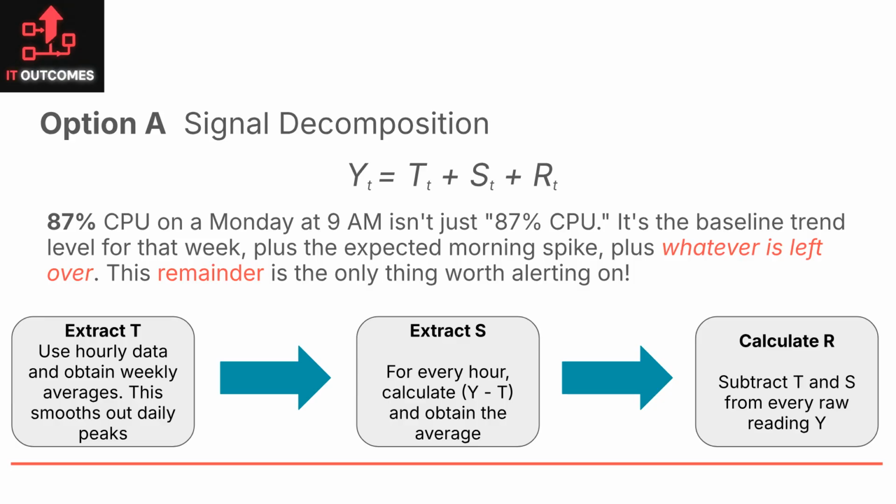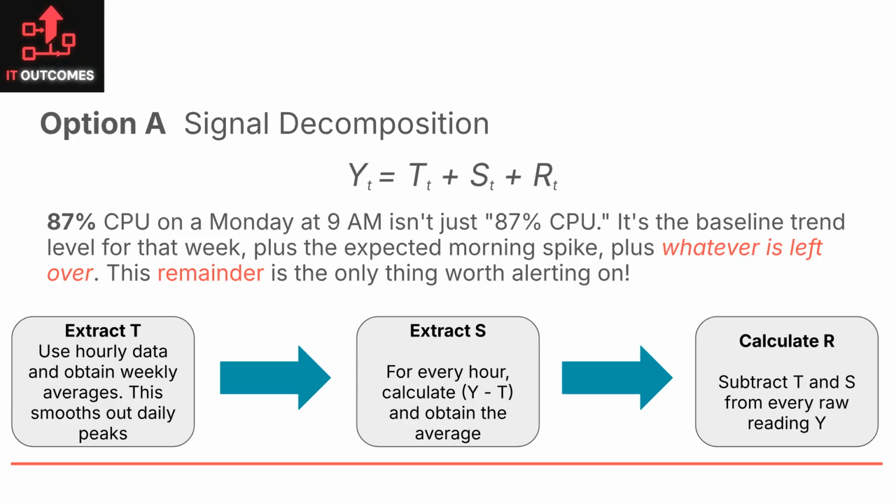Two of those components, t and s, represent respectively the trend, the baseline trend of CPU utilization for that week, and the morning spike. Because it's a Monday morning, it's 9 a.m., we expect that there's going to be a spike in utilization. So those observations we don't really want to pay too much attention to. What we really want to keep our eye on is whatever is left over. It's that r, that remainder. That's what's going to be worth alerting on and monitoring.